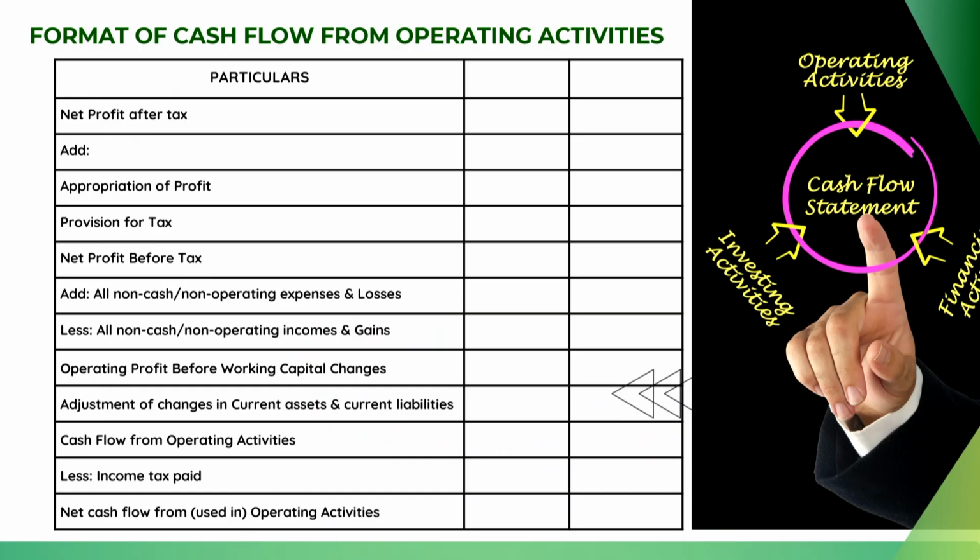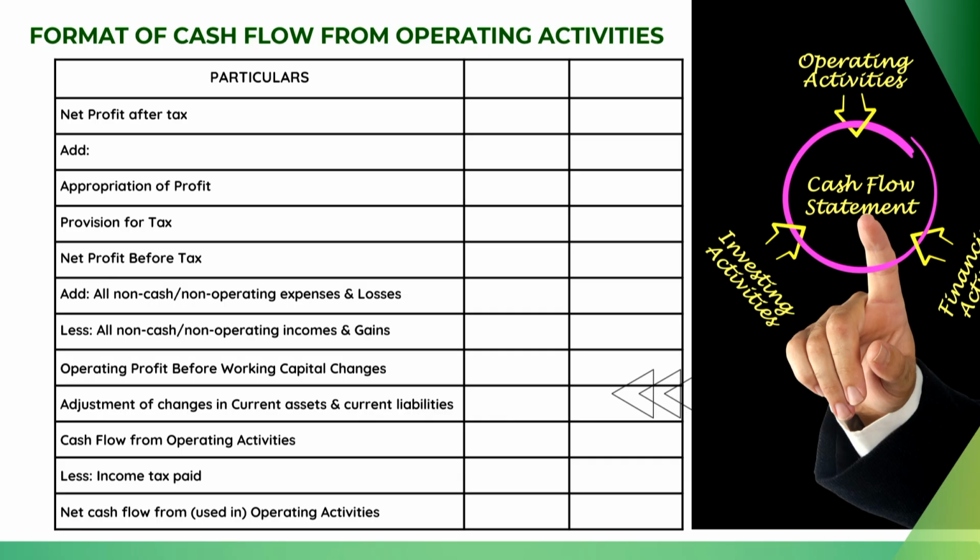Moving further, after making all these adjustments, we are there to arrive at operating profit before working capital changes, or before changes in current assets and current liabilities. We are there to adjust all the changes in current assets and liabilities individually. Just before, I said we are there to make the use and application of logic associated with current assets and current liabilities and its consequential impact on cash flow.